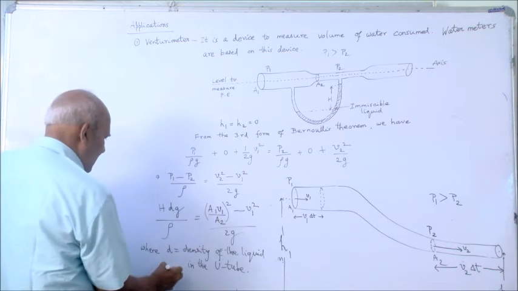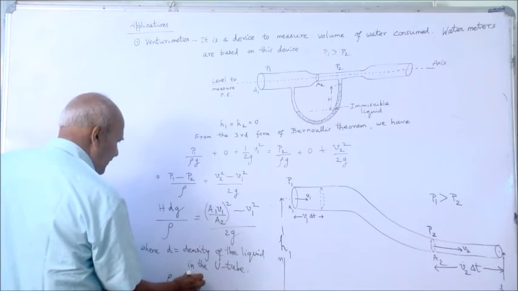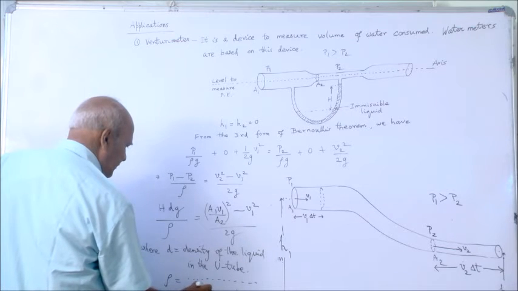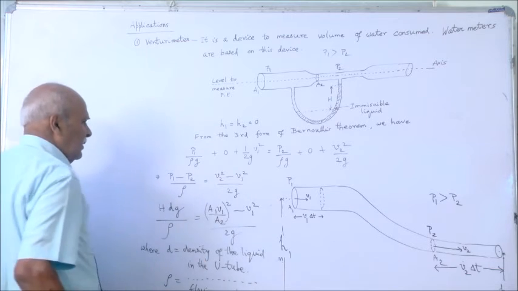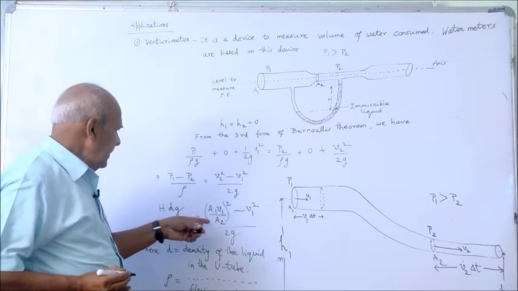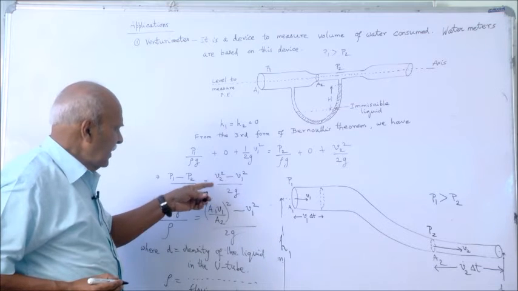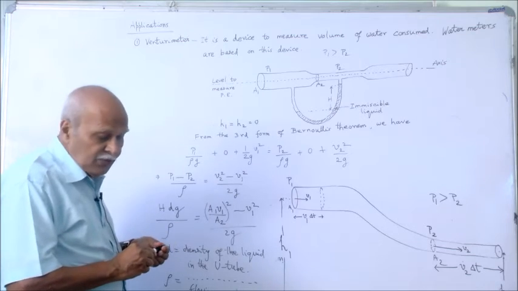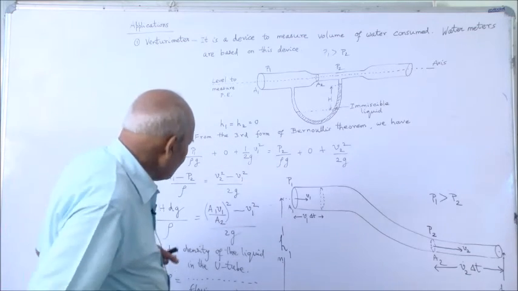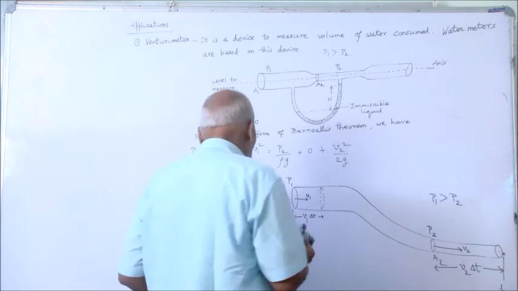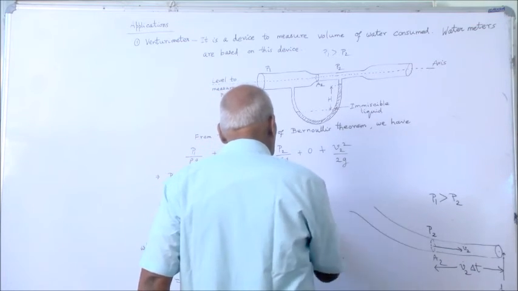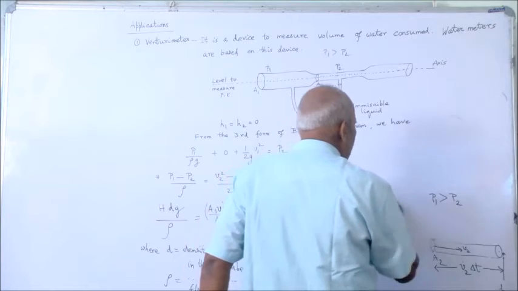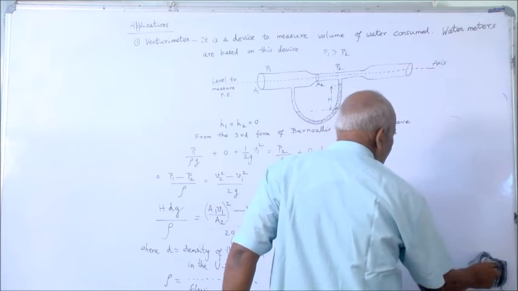In the U tube, and rho is equal to the density of the liquid flowing. Here we have used the equation of continuity: A1 V1 is equal to A2 V2. So V2 is A1 V1 by A2. This we have done to have one variable. There are two variables, V2 and V1, so to reduce that, we make it one variable, that is V1 only.